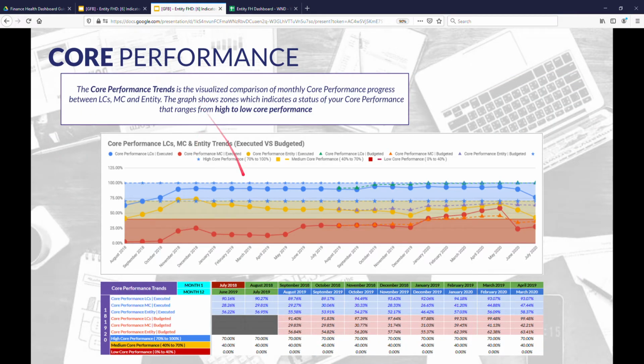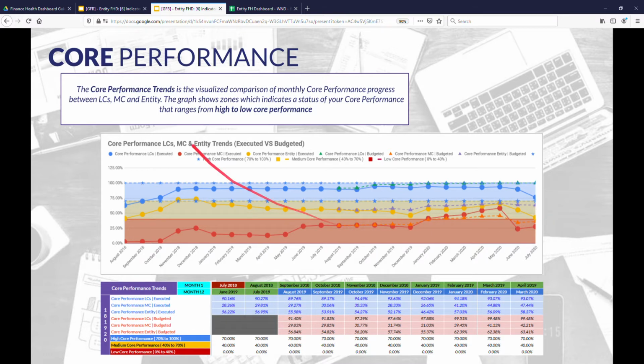Now, these are the trends. So ideally, your trends should be within these scenarios. So there are three zones: high core performance is 70 to 100%, medium is 40 to 70, low is 0 to 40, and then depending on the status of the MC and LC and entity, these results would change.